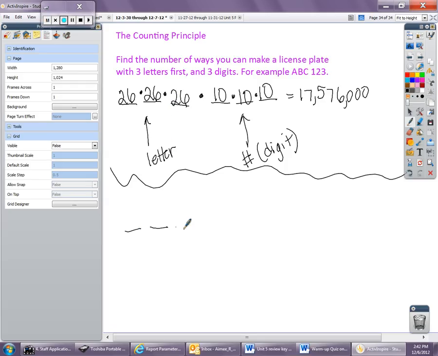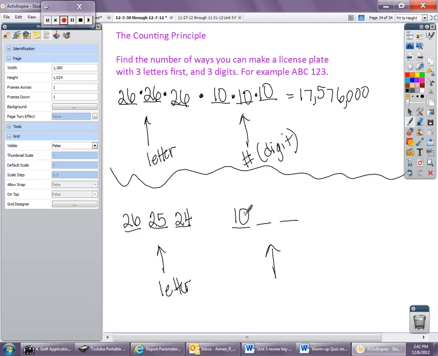Now, what if I said that you're not allowed to repeat a letter? So now again, I'm going to go ahead and set up my slots. Here's going to be a letter. However, let's say the first slot I fill with an A. Well, how many letters now do I have to choose from if I can't repeat? Now I have 25. How many would I have for the next one? Now 24.